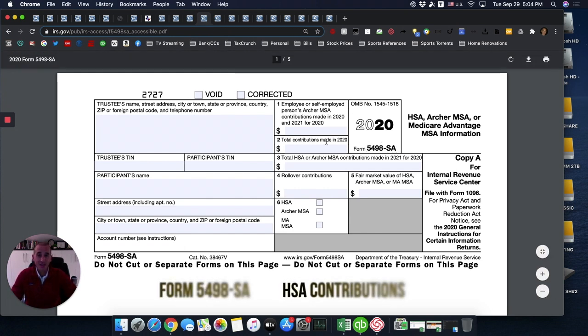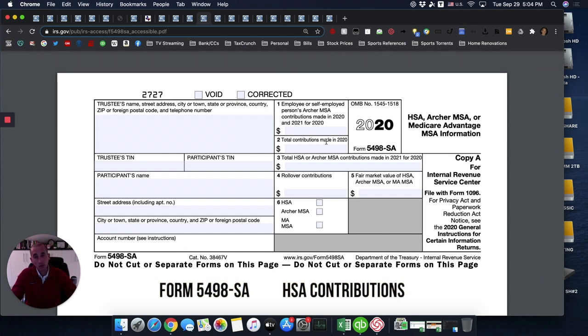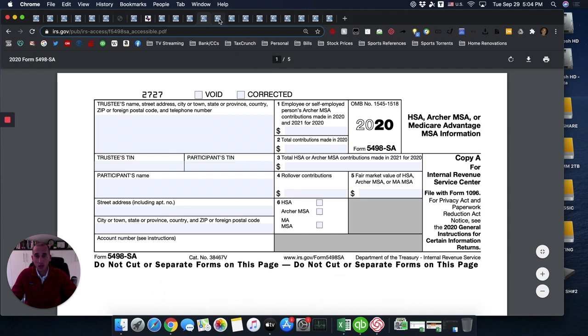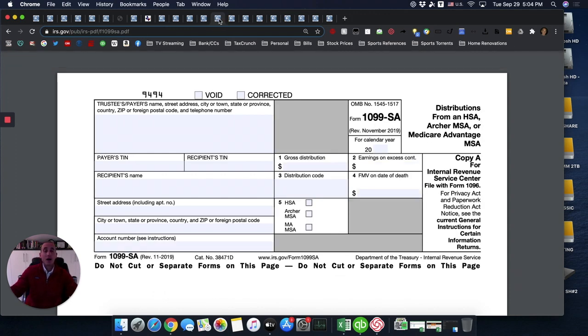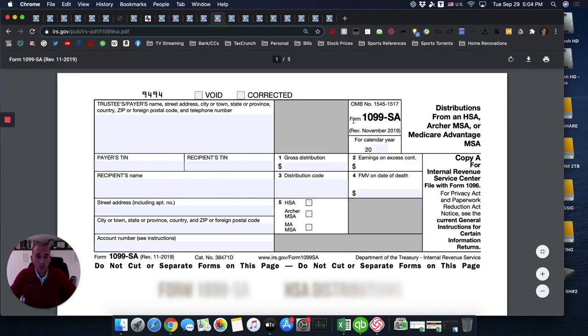Next form is the 5498-SA. That is if you made contributions into a health savings account, an HSA, or the other medical savings accounts as well. So look for this if you made contributions into an HSA. If you took money out of an HSA, you're going to look for the 1099-SA form, and that is just distributions from the HSA or other medical savings accounts.